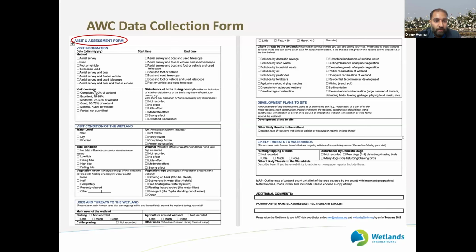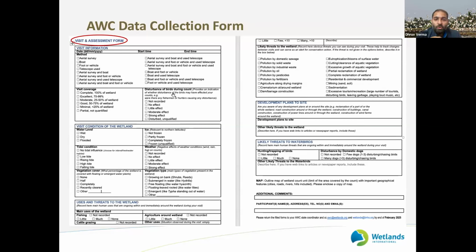Similarly, visit coverage. This particular aspect is being covered by the project. So how much spatial coverage of the wetland is being covered during the census, whether it is full, half, somewhere in between. You will be doing it through the app or through the project, so this is not needed right now. In the Google form, there is still a chance that you might find it, but it will not be required, so you can skip it.